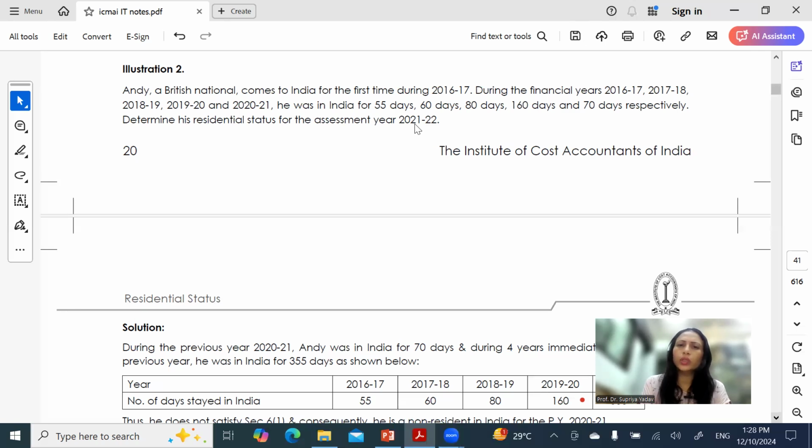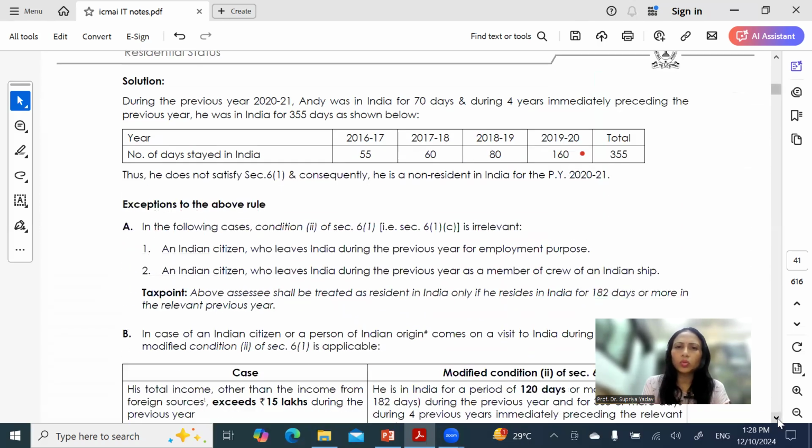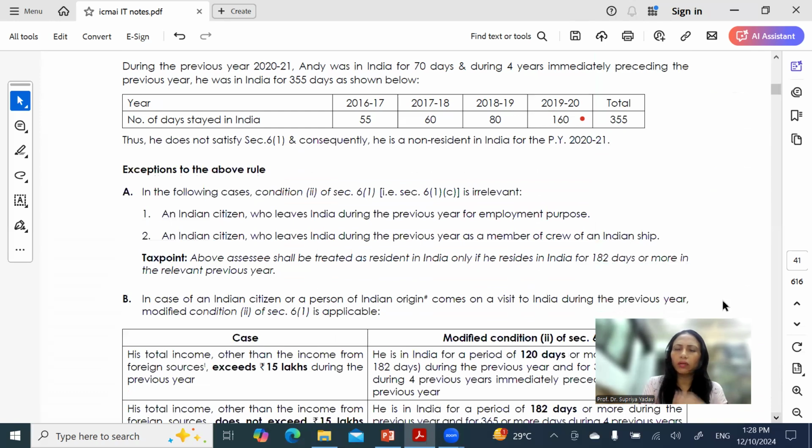So what is 21-22? It is an assessment year. What is the previous year here? It is the year immediately before this 21-22, that means 2021. So 2021 is the previous year. So in 2021, he stayed for 70 days. That means it is more than 60 days, right? So let's see here. They have explained this. So he stayed for more than 60 days.